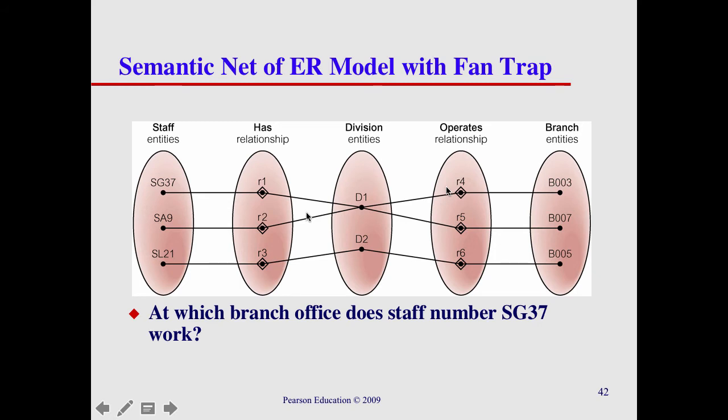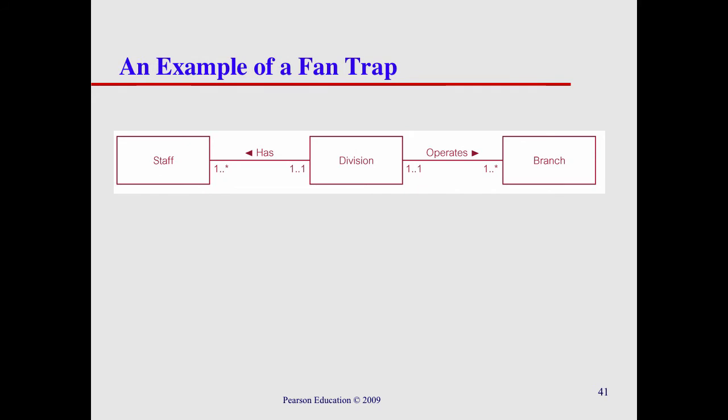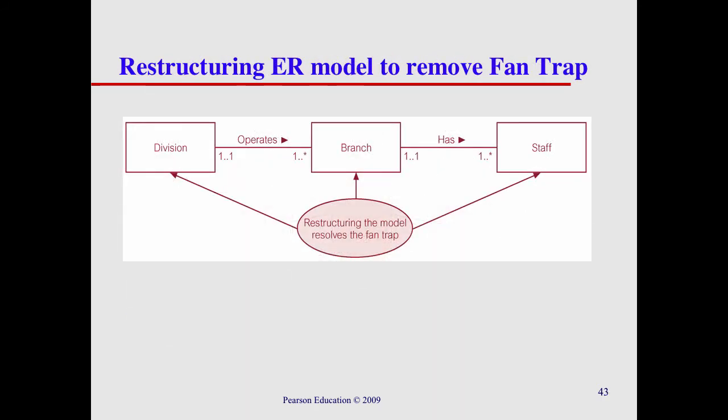Okay? So it fans in to a choke point, and then it fans back out, but at that choke point, you lose information. And the problem is caused by the fact that there's not a directed path between the entities. Okay, so the way to correct that is to redraw the entity relationship diagram. So the problem is really that branch is, in some sense, smaller than division, and staff is smaller than branch. Okay? The division is the big thing on the organization chart, then a branch is lower on the organization chart, and staff is at the bottom. So you just reorganize the ER diagram, and now you have a nice directed path from division to staff.